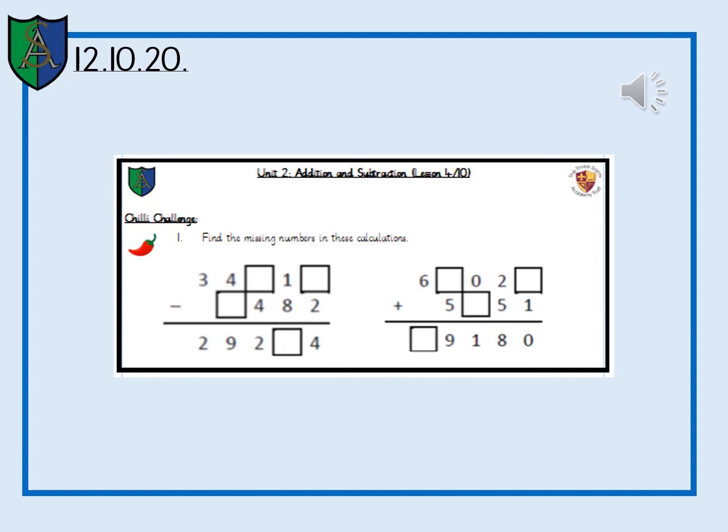So if I start with the plus one, when we're adding using column addition, we start on the right, so we start in the ones column. Something add 1 equals 0. Now I know that something add 1 doesn't equal 0, and you might be thinking, oh, we can't do that. What happens sometimes though when we add a number and it gets too big and we have to jump into the tens column? So you can have a think about that.